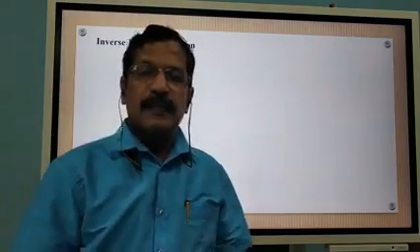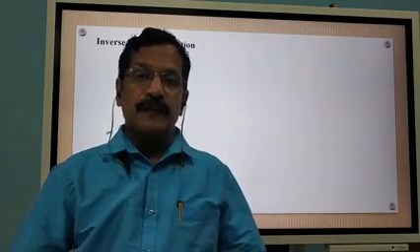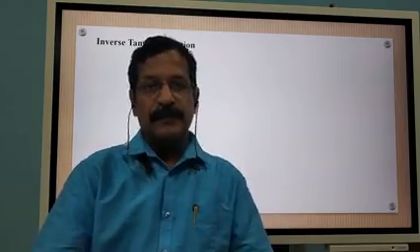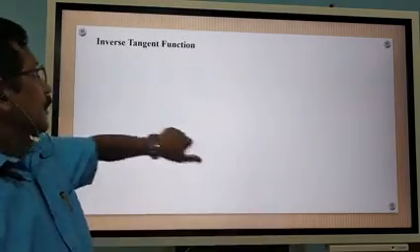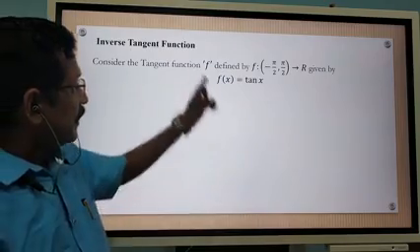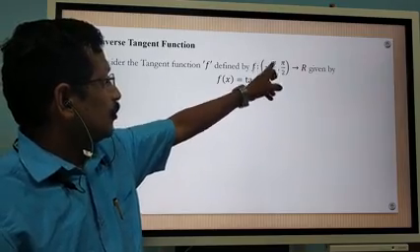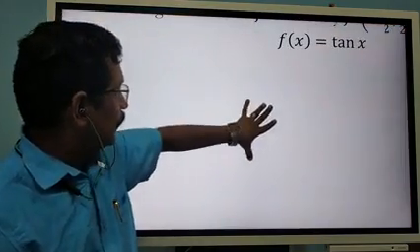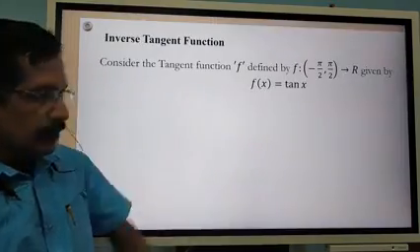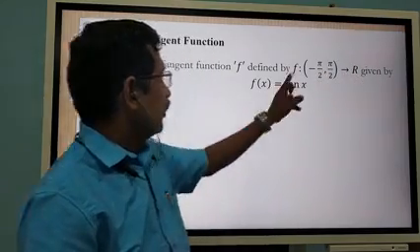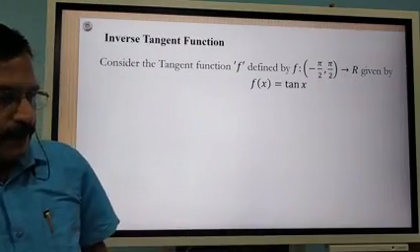Now, let us think about the inverse of the tangent function. Otherwise, we have to define tan inverse. Consider the tangent function f defined from minus pi by 2 to pi by 2 to R, given by f of x equals tan x.